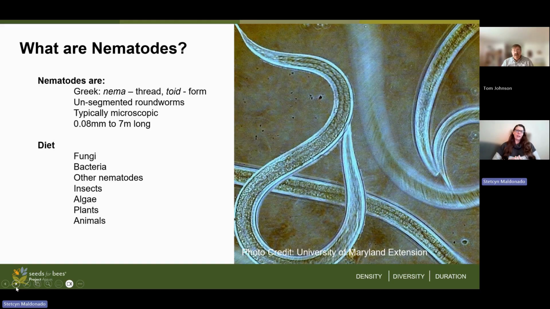They can range from 0.08 millimeters up to 7 meters long. And if you're wondering, how did I just say that we need a microscope for something that can be 7 meters long? This is a very rare case, and I believe specifically these ones are the intestinal parasites of some whales. So they have their own niche. The vast majority are going to be in that millimeter range.